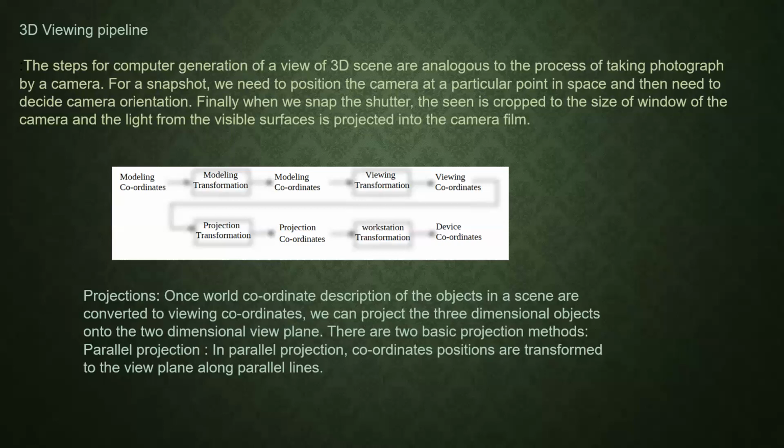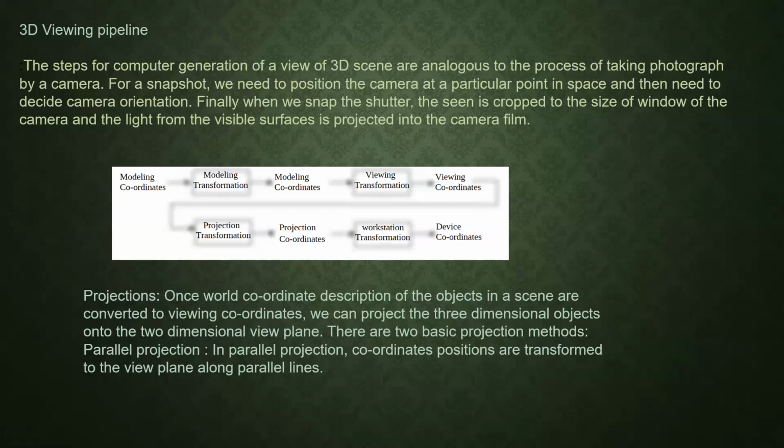So we can see modeling coordinates, modeling transformation, viewing transformation, viewing coordinates, projection transformation, projection coordinates, workstation transformation, and device coordinates. This is how the process takes place in the 3D pipeline. So let us see what projections are. Once world coordinate descriptions of the objects in a scene are converted to viewing coordinates, we can project the three-dimensional objects onto the two-dimensional view plane. There are two basic projection methods.